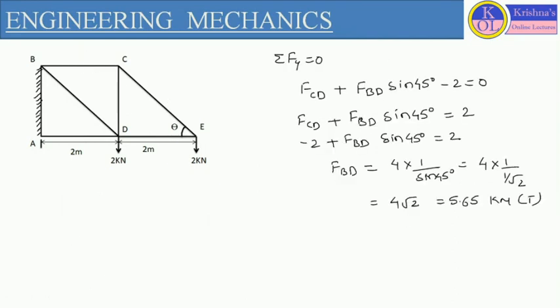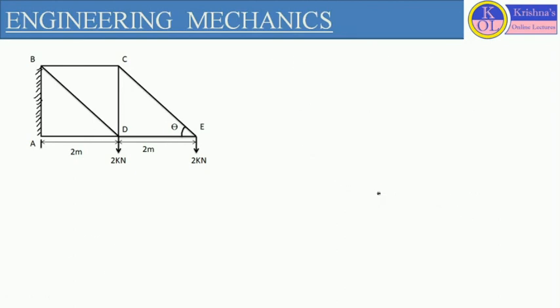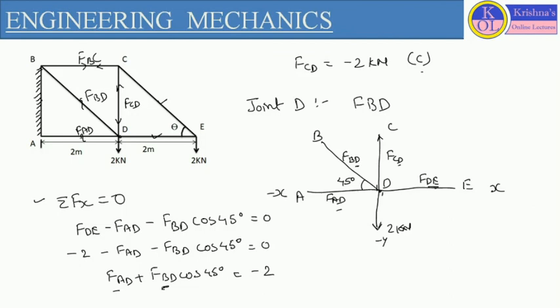Here we will simplify this term. After simplification, we will get the value of FBD because FCD is known, it is minus 2 kilonewton. So we will put the value of FCD and we will get FBD. It is 5.65 kilonewton, and since it is positive, it will be tensile load. Now that we have FBD, we will put this FBD value here so we can define the value of FAD.